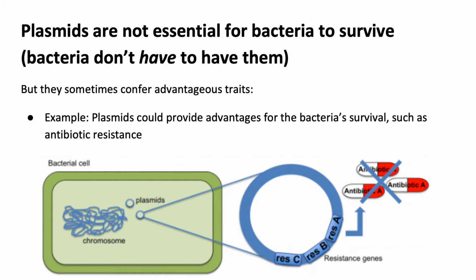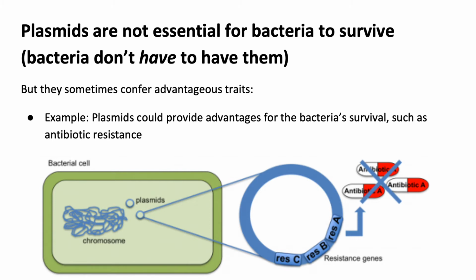Plasmids are not essential for bacteria to survive. Bacteria don't necessarily have to have plasmids. They could possibly just have their chromosomal DNA and that's it. But the plasmids sometimes confer advantageous traits that help them to survive.